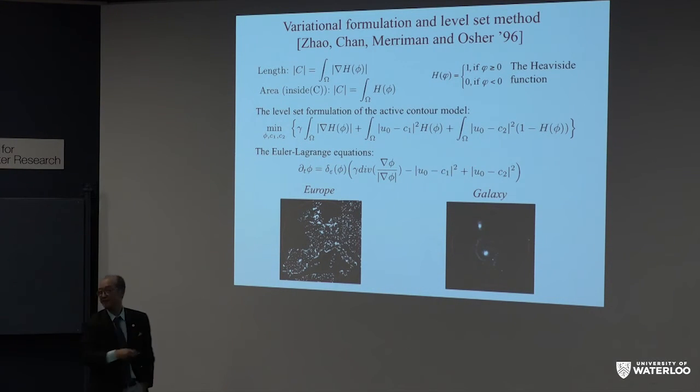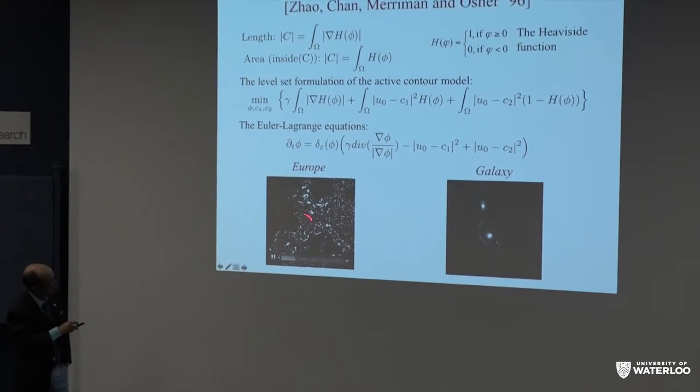Outside means 1 minus that function, the complement. So you take this over the whole domain, you take the gradient, and you get this equation. You have this functional, and you march this equation until everything goes to steady state. And that's your segmentation.